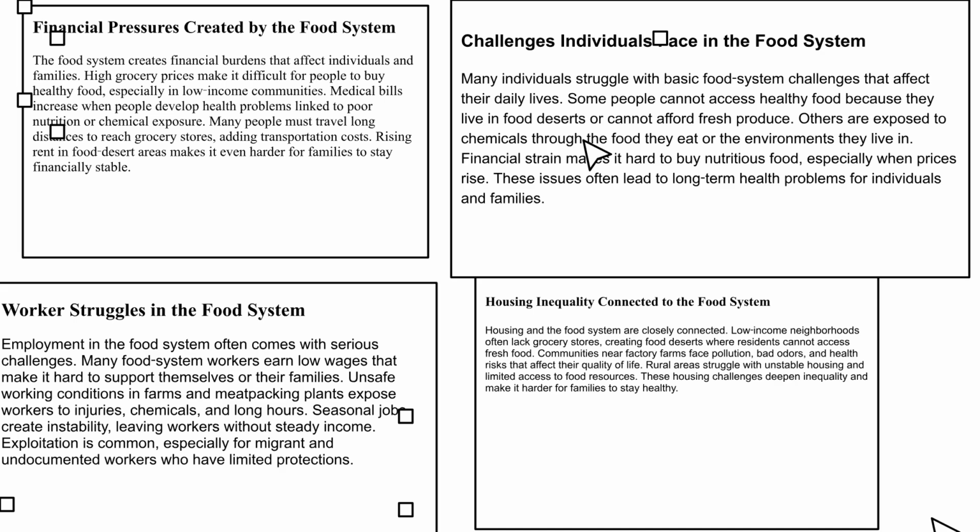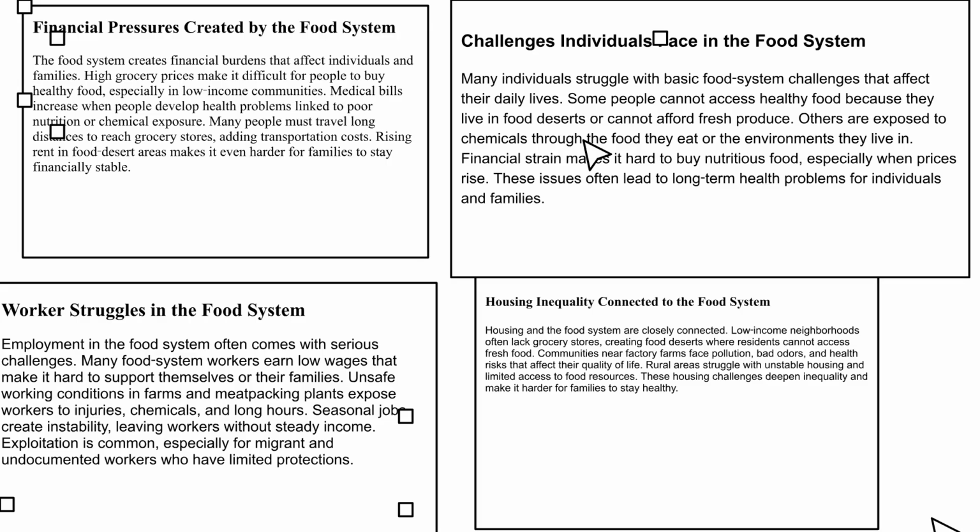Some examples will be families that face financial pressure from high grocery prices, medical bills, transportation costs, and rising rent in food desert areas. These pressures make it harder to stay healthy and stable. The food system affects both our wallets and our well-being.